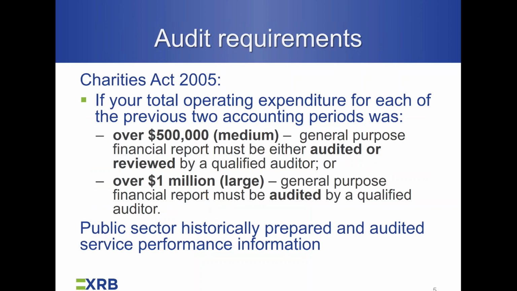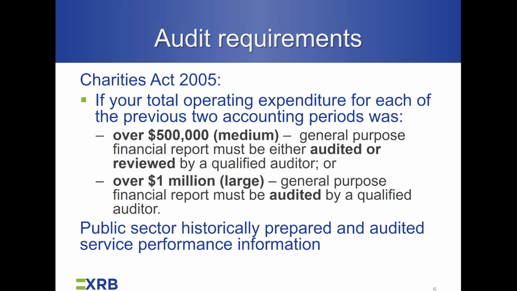In terms of the Charities Act, depending on whether your operating expenditure is over $500,000, that would mean that you're considered to be a medium-sized charity, and under law you may elect to have your general purpose financial report either audited or reviewed. If your entity is large, meaning you have expenditure over 1 million, then you are required to have your GPFR audited.